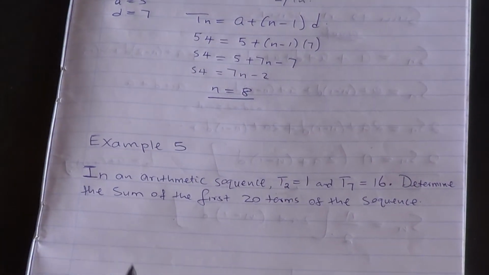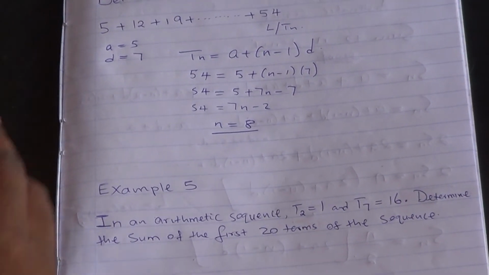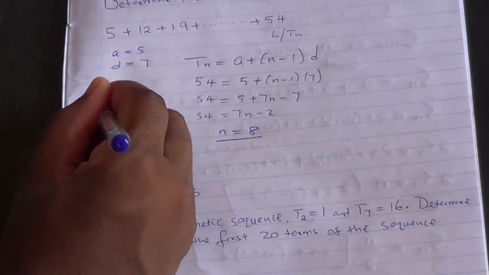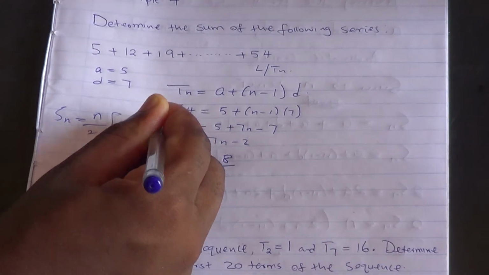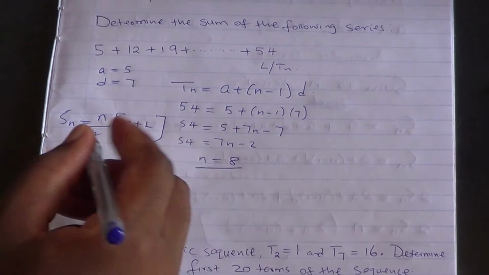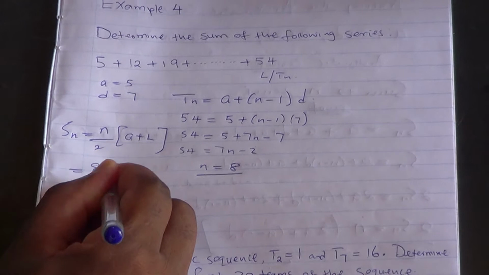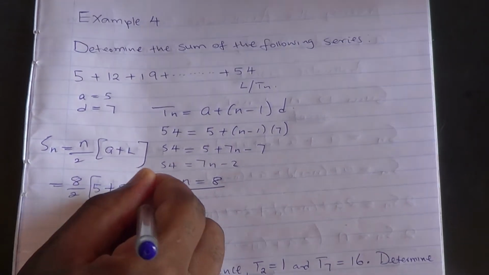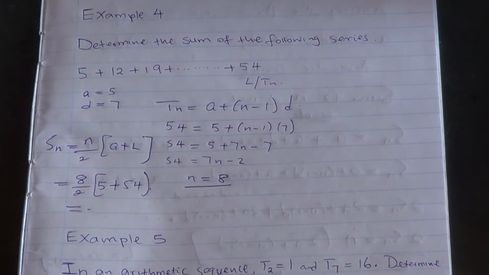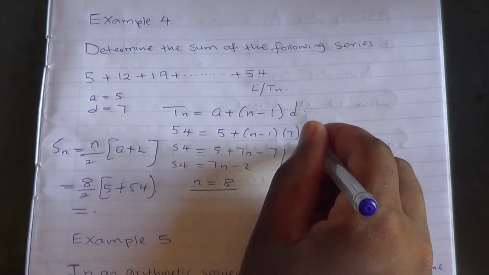Now with this, you can use the formula you want. Let me start with this one. Sn is equal to n over 2 into a plus l. What is your n? It's 8. 8 over 2. What is your a? 5 plus the last term, which is 54.